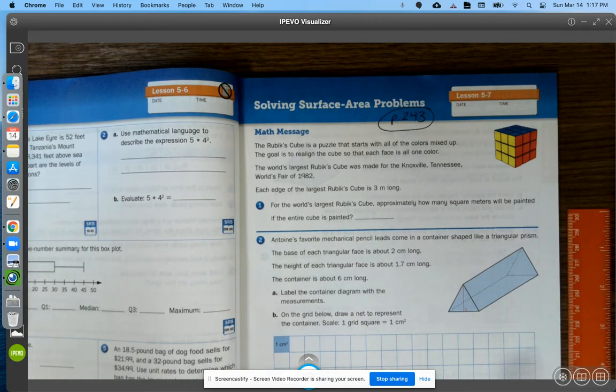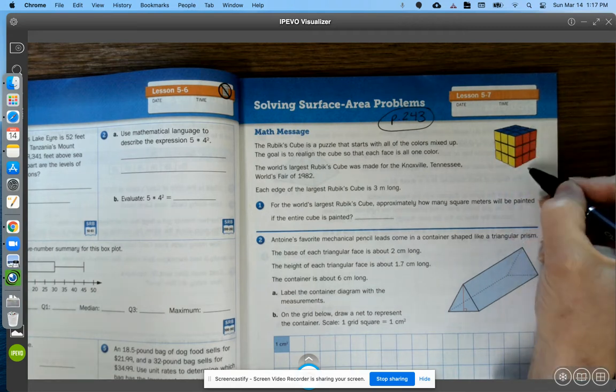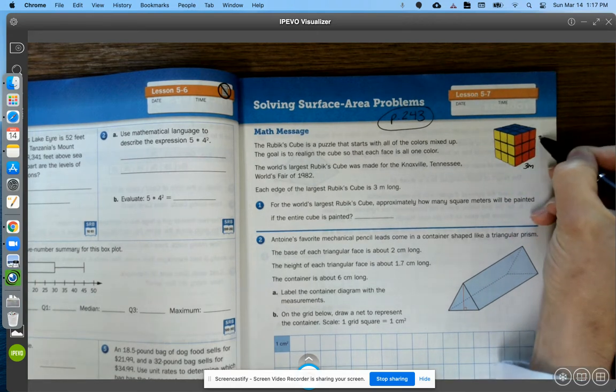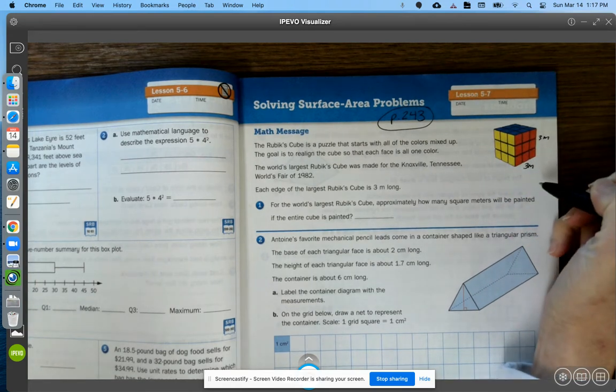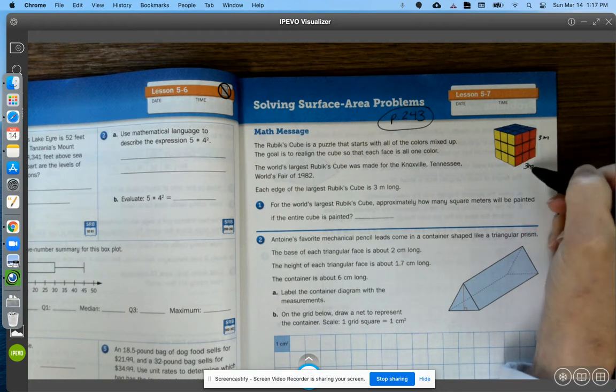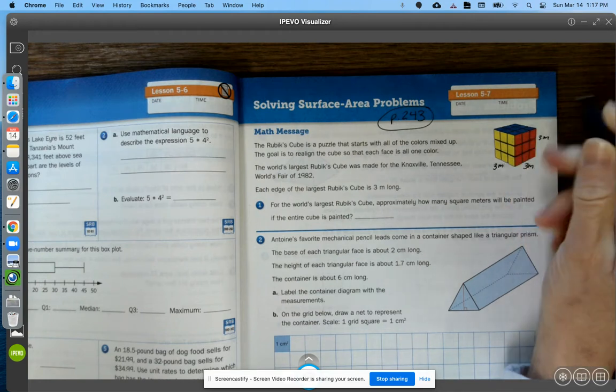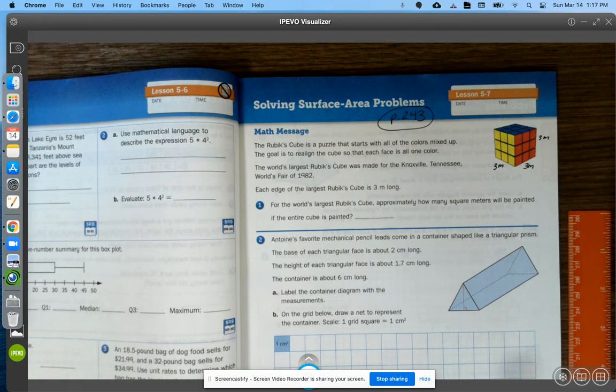So it says the Rubik's Cube is a puzzle that starts with all of the colors mixed up. The goal is to realign the cube so that each face is all one color. The world's largest Rubik's Cube was made for the Knoxville, Tennessee World's Fair of 1982. Each edge of the largest Rubik's Cube is 3 meters long. So we're imagining this right here, that this is 3 meters, this is 3 meters, and what's the other dimension? That would be 3 meters. So it's a 3 by 3 by 3 meter cube.